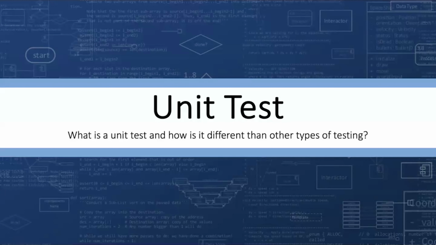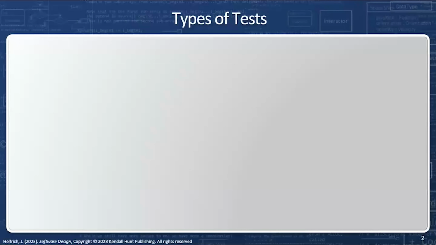Today's video will define a unit test. Hello, I'm James Helfrich. There are four types of tests. There are acceptance tests, there are system tests, there are integration tests, and finally there are unit tests. This video will define a unit test as well as show how to use them to provide quality assurances in our software. So first of all, let's talk about different types of testing.